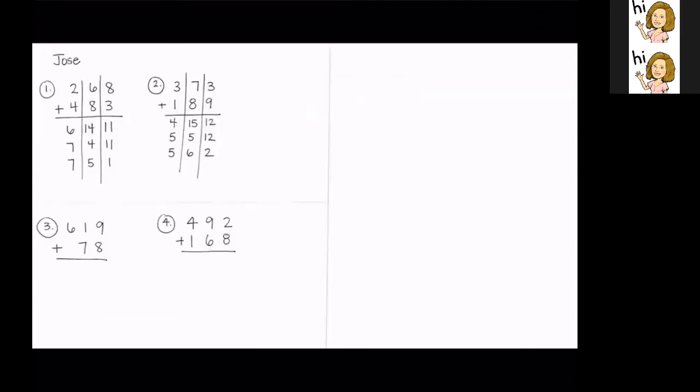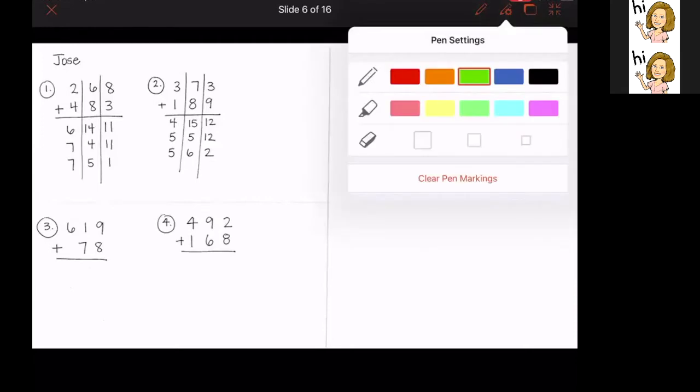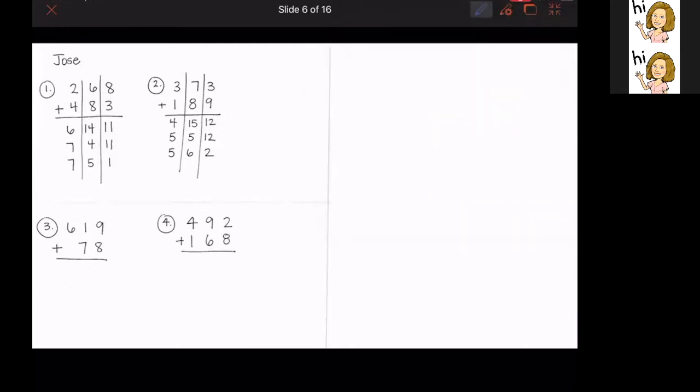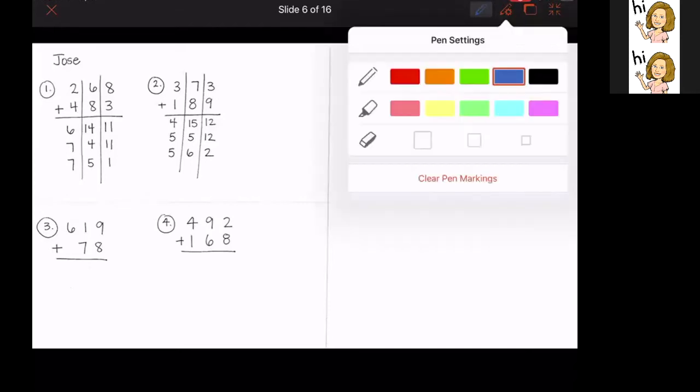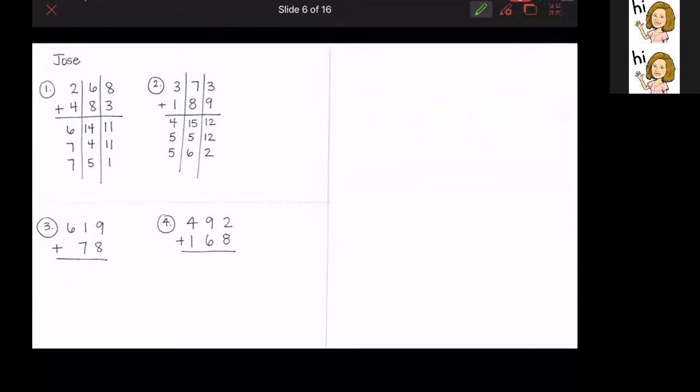All right, now for Jose's strategy. This one we went over in class, but I wanted to reiterate it again in case it wasn't quite making sense to you. And what I want you to see is he's seeing each of the digits almost individually, right? He's seeing 8 plus 3 is my 11, 6 plus 8 is 14, and 2 plus 4 is 6 here. And then what he notices is that, well, can we have more than 10 in the tens column or more than 10 in the ones column?